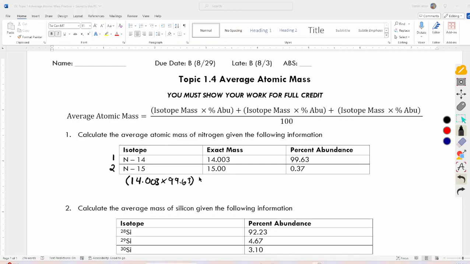Don't forget, we have to put addition here in between each of these. That's a very common mistake. All right, now we just do the same thing, but with the second isotope. So we take the second mass, we'll do 15.00 times its percentage. Its percentage is 0.37. Close that parentheses. Now the last thing our equation tells us to do is divide the whole thing by 100. So that's what we're going to do.